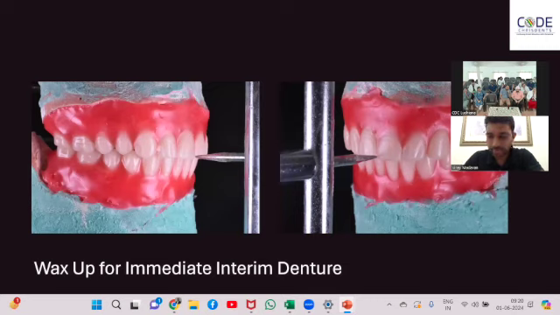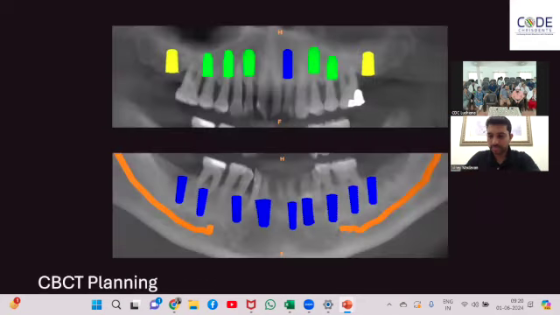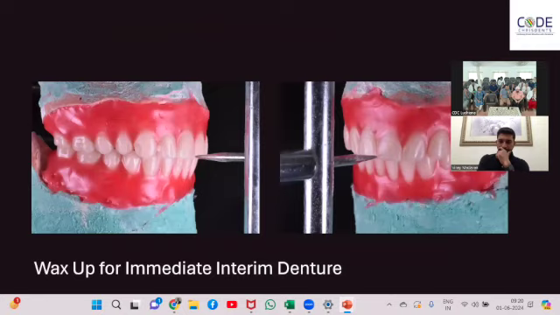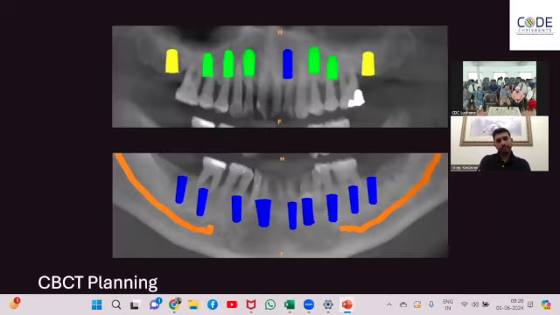We had no chance of a trial denture, so we had to go by the vertical that we had. So that was a wax-up for an immediate interim denture. We had a CBCT with planning for about 8 implants. We were planning for 8 implants in this case.